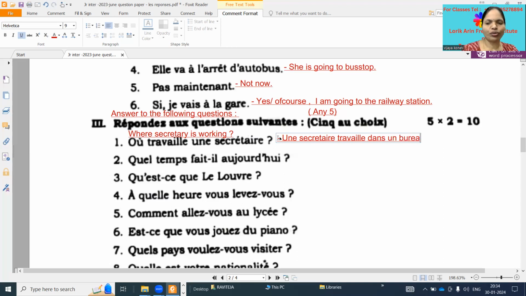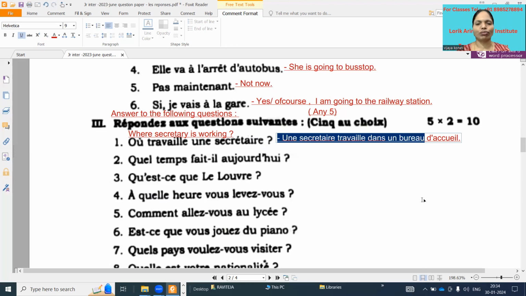Dans un bureau, d'accueil. For example, if you can't remember d'accueil, just write dans un bureau, and if your writing is correct, you will get 2 marks. Okay? Up to here, if your writing is correct, you will get the 2 marks.